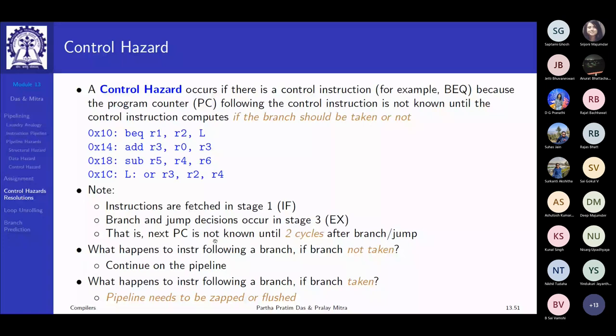So going to the next slide, this was a simple example that we illustrated where BEQ, branch on equality, is on success. If R1 and R2 are equal, it is supposed to branch to L, which is at 0x1c. So already at that time, add and sub would be in the pipeline. They will first be stalled and subsequently zapped if the branch is taken. Right? So this is the basic problem we are trying to address.